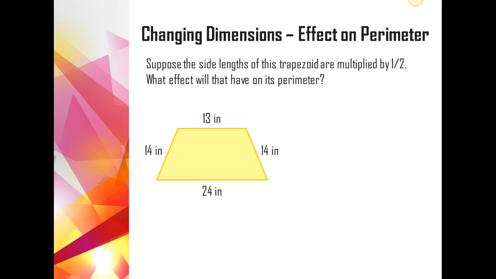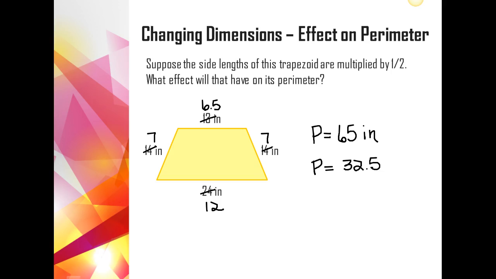Suppose the side lengths of this trapezoid are multiplied by 1/2. What effect will that have on its perimeter? If we add all four side lengths, we get a total perimeter of 65 inches. Then we'll multiply each side by 1/2, which is the same thing as dividing by 2. The top will become 6.5, the two slanted sides will become 7, and the bottom will become 12. When we add these together, we find that the perimeter is 32.5 inches.